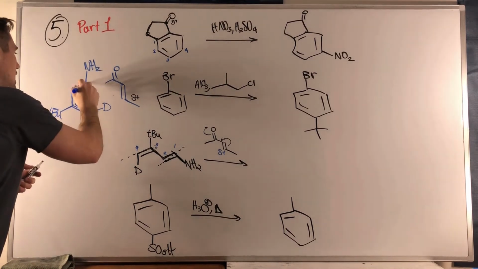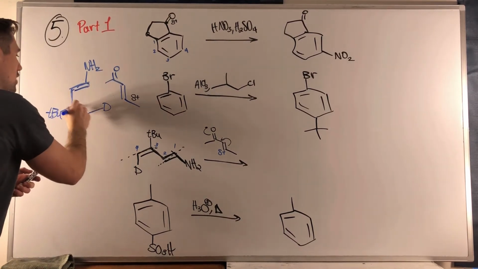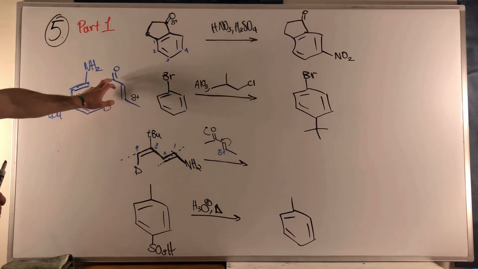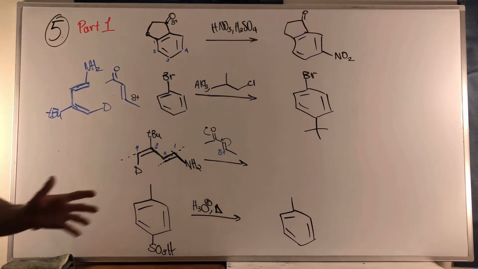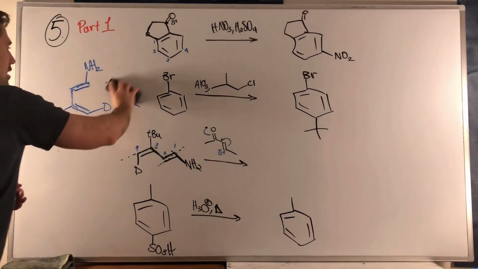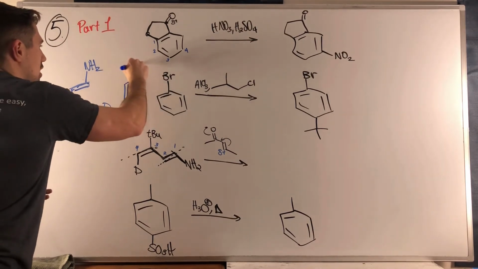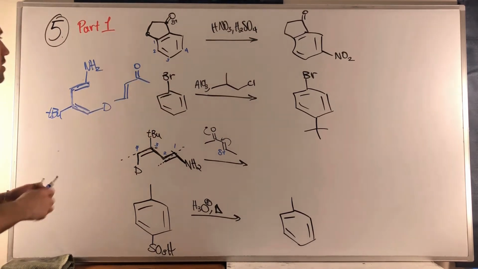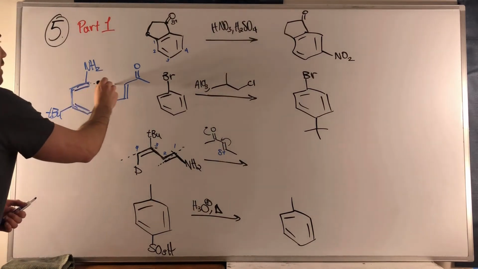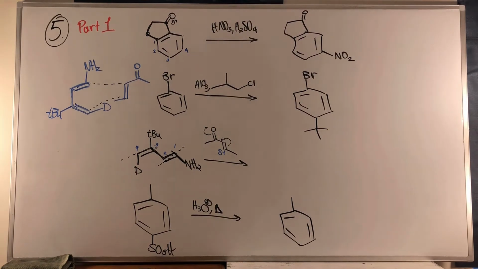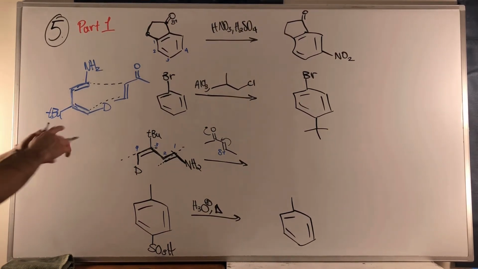We need to make sure we reflect the endo effect. Given our in-out conventions, that means these electron-withdrawing groups have to be out groups. So I'm going to flip this horizontally to make it go like this, because when we draw our electron-withdrawing groups as out on flat paper, that reflects the endo effect in our transition state. So this is how we want to line these groups up.